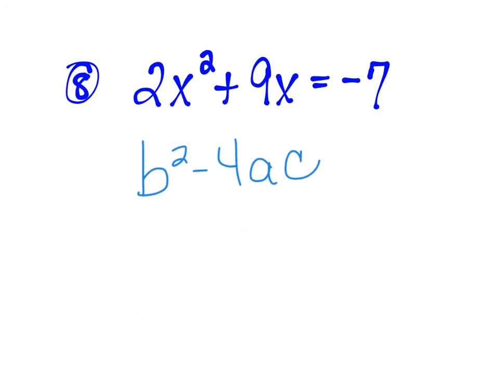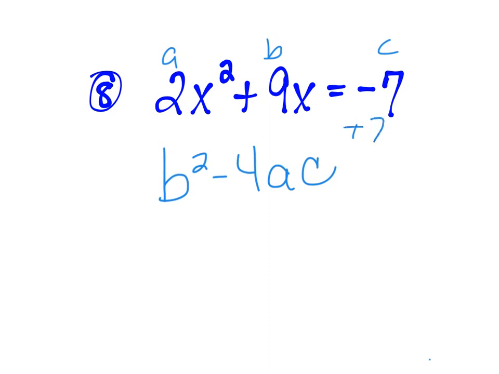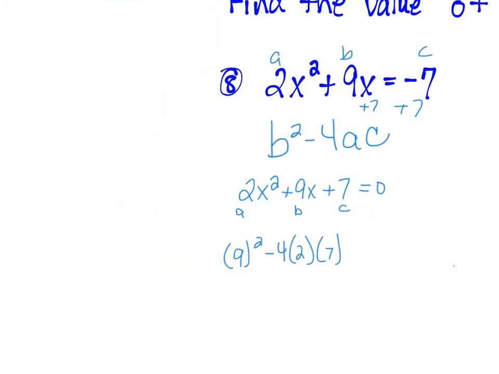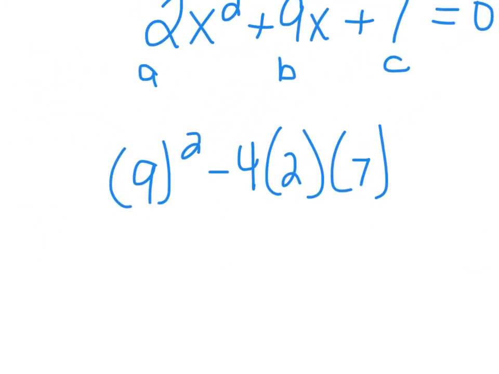So here, before I can evaluate the discriminant, what do I need to do? Bring the 7 over. Some of you will tell me that this is A, this is B, and this is C. That's not true. C is not -7. I'm going to add 7 to both sides. So I have 2x squared plus 9x plus 7 equals 0. Now you can tell me that this is A, this is B, and this is C. So when I find the value of the discriminant, I'm just going to say 9 squared minus 4 times A times C. Questions?